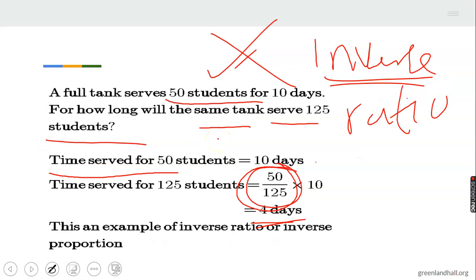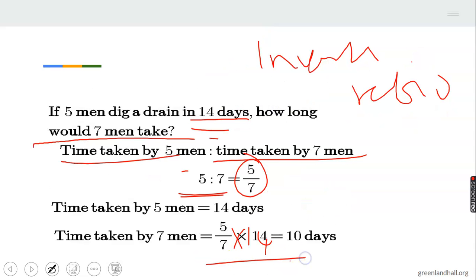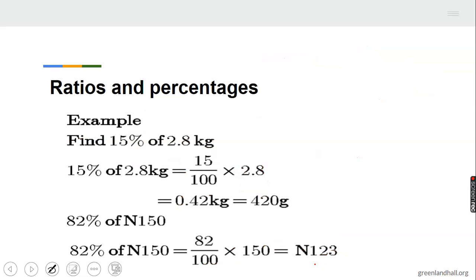The same thing happens here. So your answer will be 10 days. You can see it's a straightforward method. Depending on which method you want to use, you can also use ratio to solve all these problems.